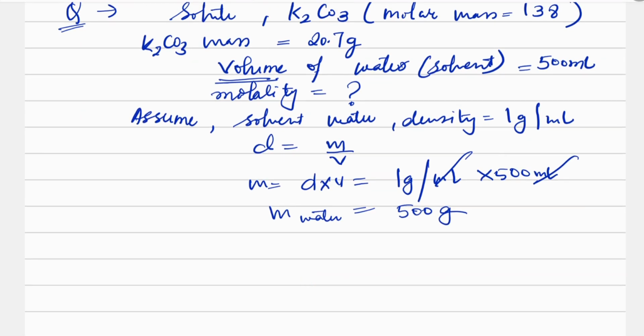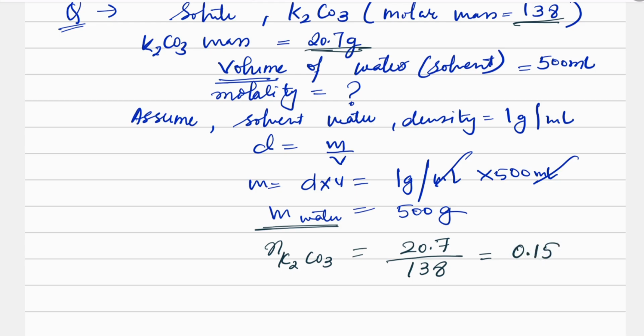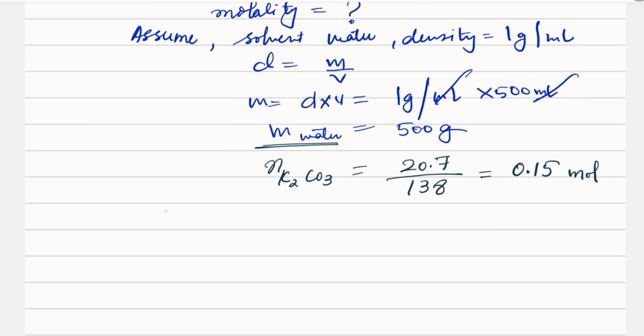Okay. Now we know the mass of water. We know the given mass of potassium carbonate and molar mass of potassium carbonate. We can calculate the number of moles of potassium carbonate. That becomes 20.7 divided by 138 directly. Okay. And it becomes 0.15. It is number of moles, so obviously the unit should be written over here.